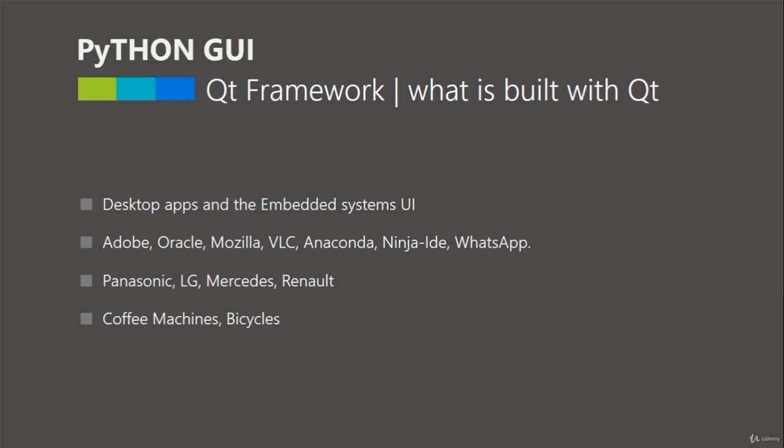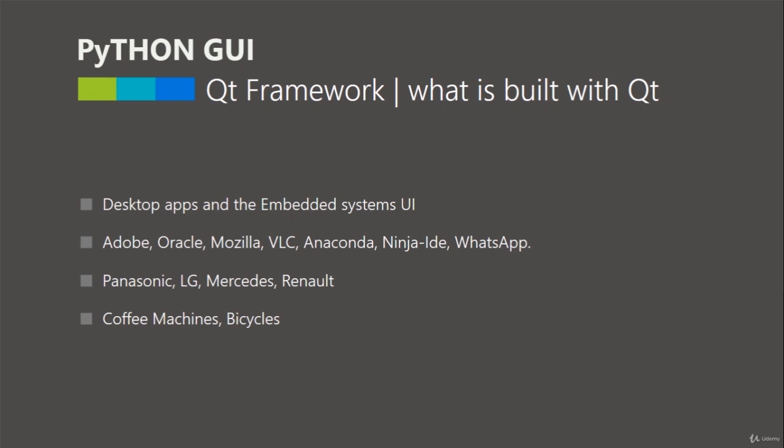Ninja IDE is a Python IDE. It's built with Qt. Anaconda has this Anaconda Navigator, and the IPython, not necessarily Jupyter Notebook, but the IPython that you can use in your console, which can give you graphs and all that. It's built with it. VLC is built with it. Mozilla uses it. Oracle uses it to build VirtualBox. And Adobe has been using it for quite some time now.